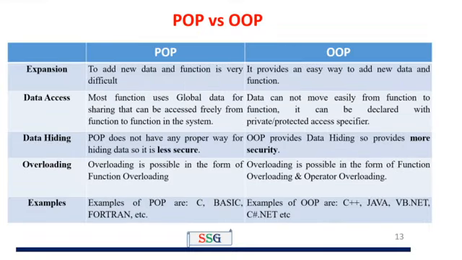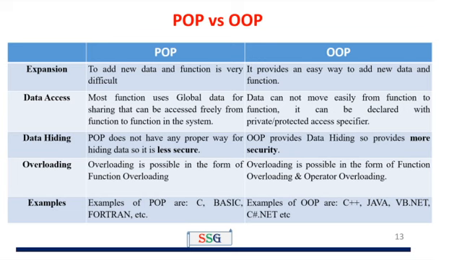Then expansion. Adding new data and functions is very difficult. In OOPS, it provides an easy way to add new data and functions. Data access: most functions use global data for sharing, which can be accessed freely from one function to another function in the system. Here the data cannot be moved easily from function to function. It can be declared with a private or protected access specifier. Data hiding: procedure-oriented programming does not have any proper way for data hiding, so it has less security. OOPS provides data hiding, so it provides more security.